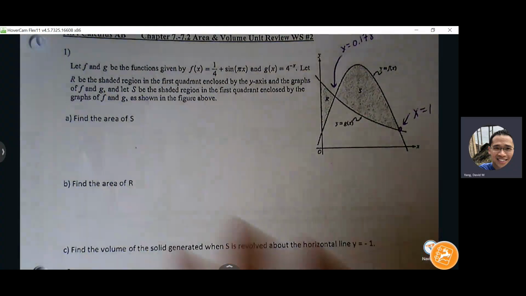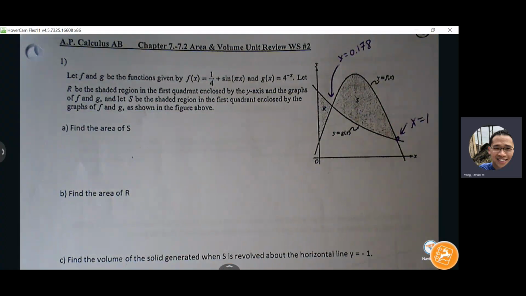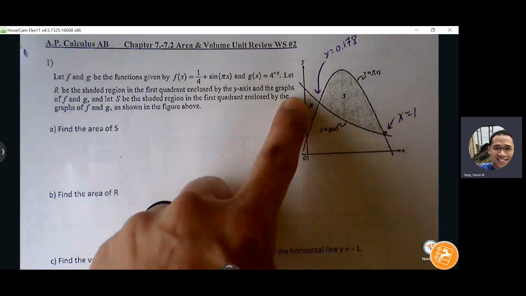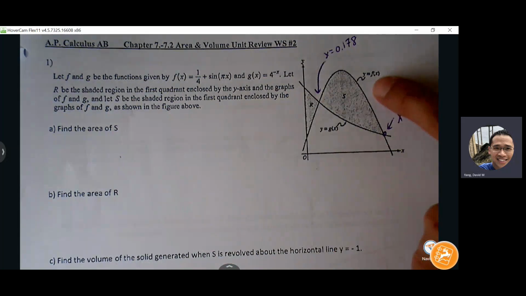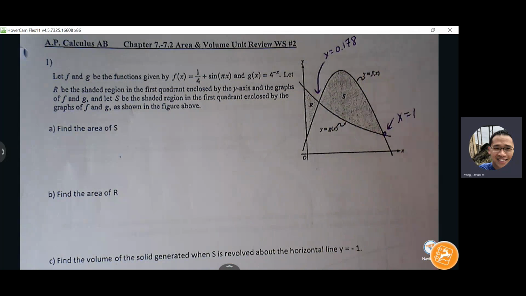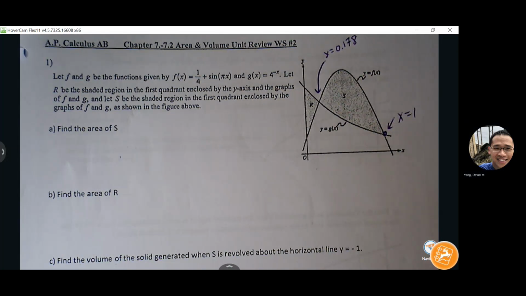Okay, so let's find the area. And we always want to try to explore top minus bottom first, especially if they're giving something to you in terms of a function. So it looks like both R and S can be found with just one area formula each, right? Top minus bottom for R, top minus bottom for S. But there is a change in the top function, right? The top function for R is the 4 to the negative x, but the top function for S is going to be the 1/4 plus sine pi x.